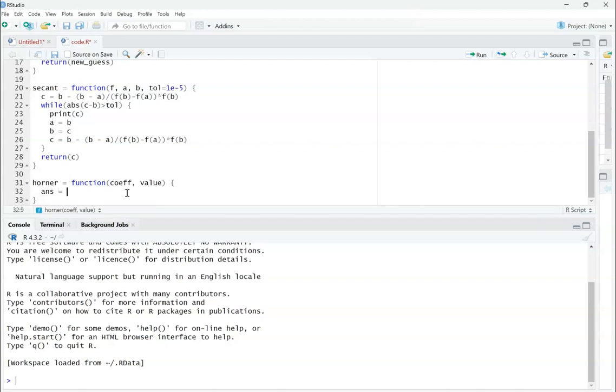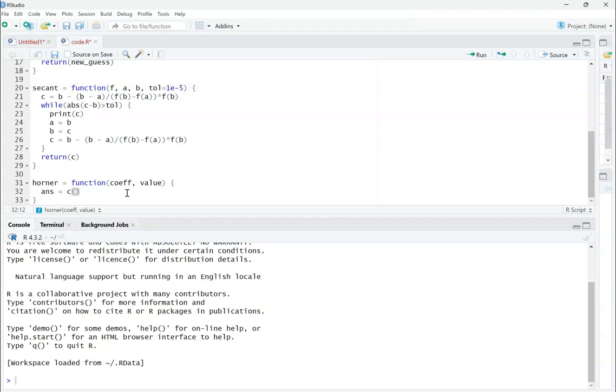I'm just going to refer to it as answer, for lack of a better term. If I want an empty list, again, that c command tells me that I'm creating a list of something. To make it empty, I'll just put open and shut parentheses with nothing in between them. So this is where we're going to store our new coefficients.